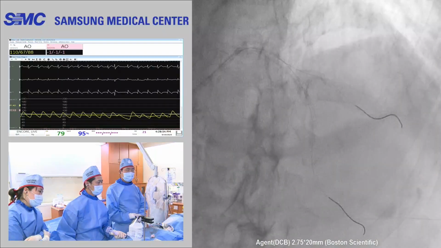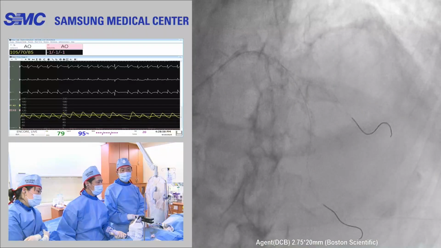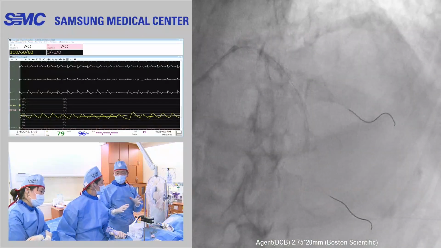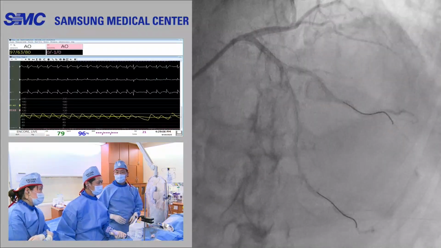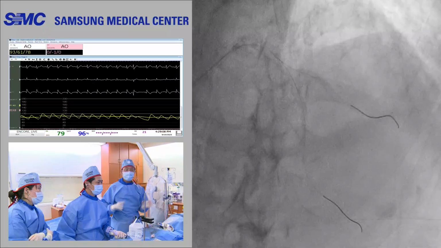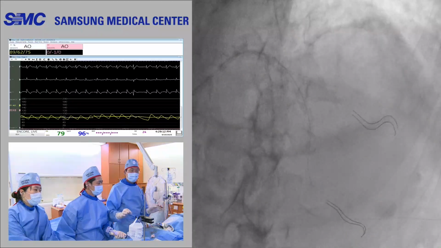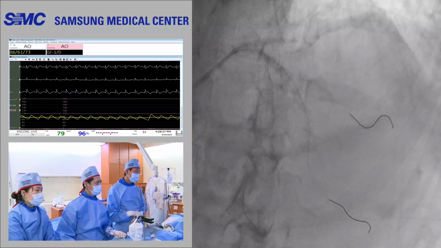More than 60 seconds. Yeah, usually you're more than 60 seconds, our routine. So one of the good results about the DCB is that prolonged inflation. In the pre-stent era, there was a study that prolonged inflation versus the usual ballooning, the acute result was better.